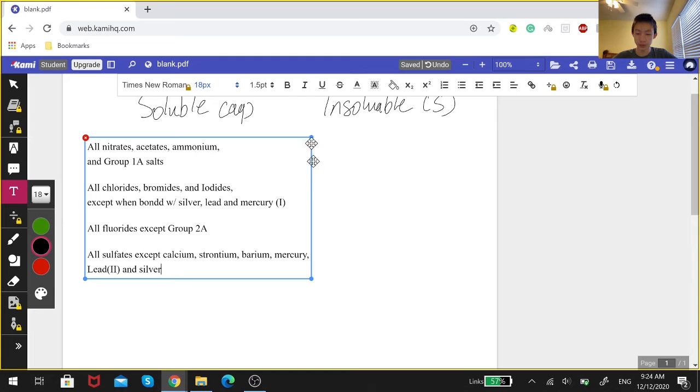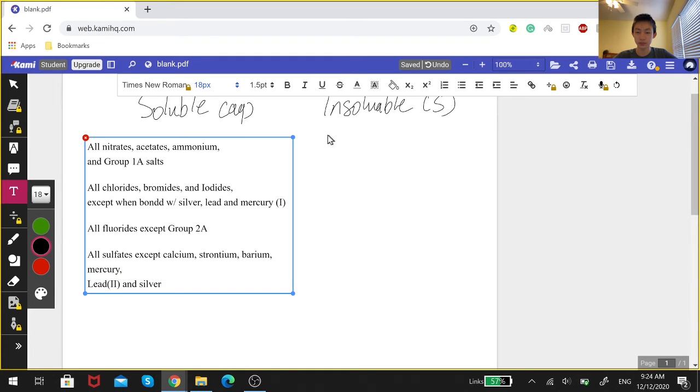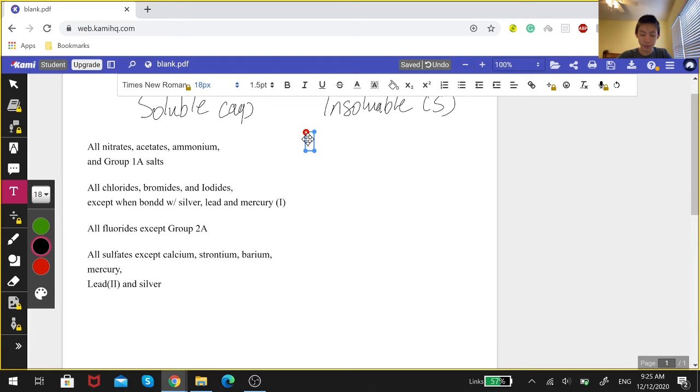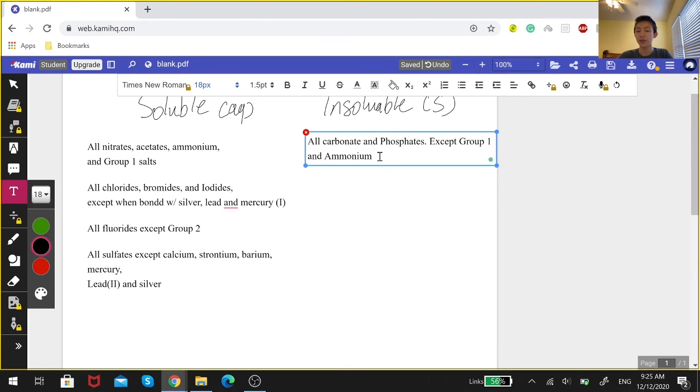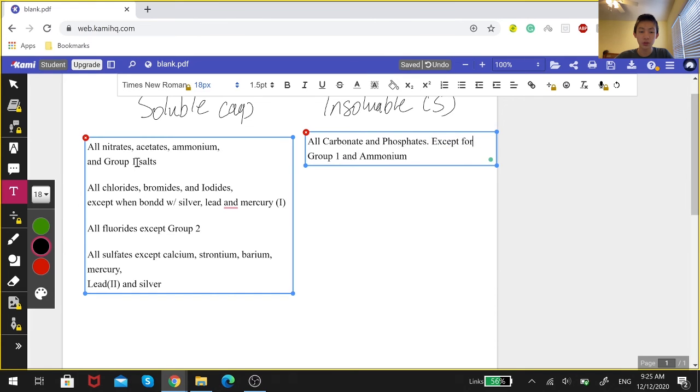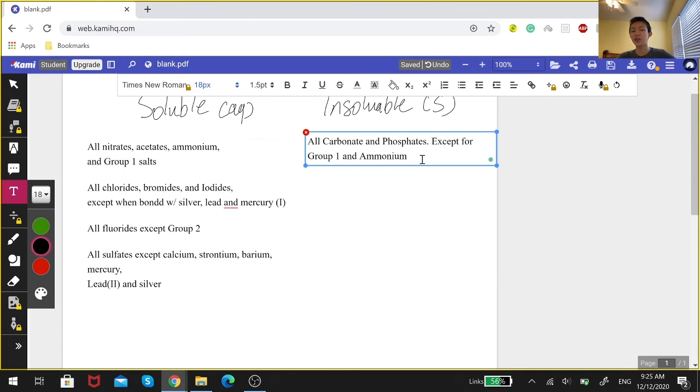Now our insoluble rules. First one, we have all carbonates and phosphates, except when they're bonded with group 1 and ammonium. Actually, I don't even know why I'm writing group 1A. It's just group 1. So all carbonates and phosphates are insoluble, are solid, except when they're bonded with group 1 and ammonium. So group 1 is always soluble. There's no exceptions.